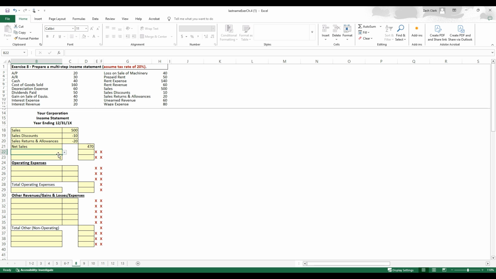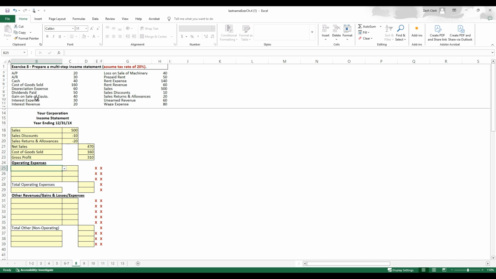And then that will bring us to the spot where we're going to calculate gross profit here. And the difference between net sales and gross profit is the cost of goods sold. So our cost of goods sold is 160, and then net sales minus the cost of goods sold brings us to $310.